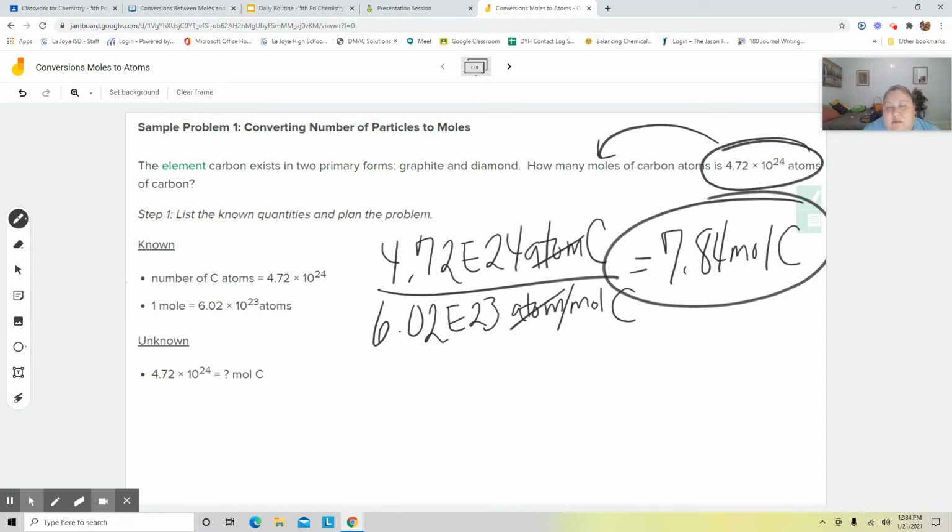Molar mass is a little bit different. Anytime you're going from mass to moles, you're going to need molar mass and you're going to have to do extra work. But when you're going from moles to atoms, it's easy because all you got to do is use Avogadro's number. Thank God for Avogadro, right?